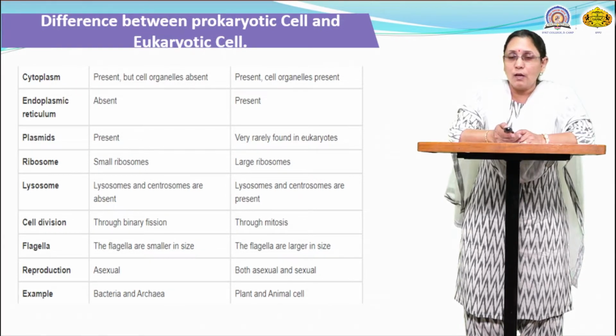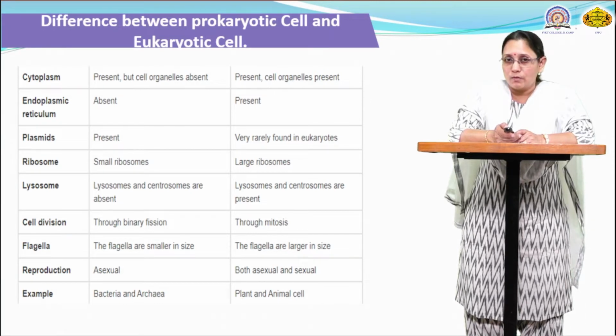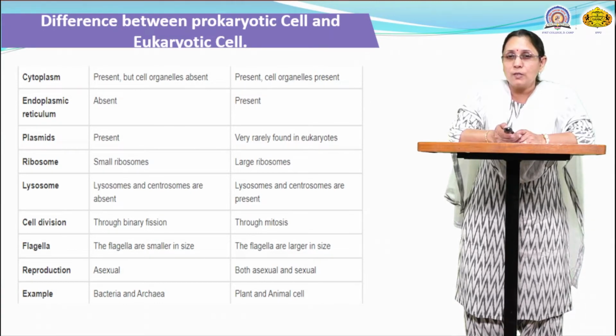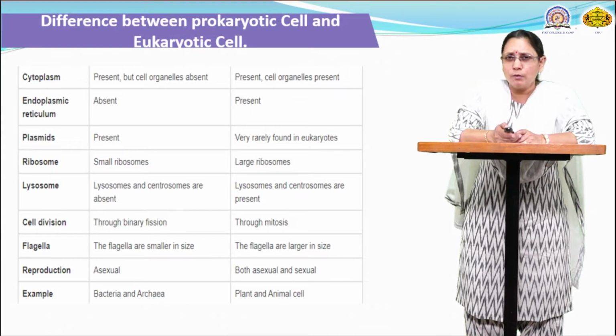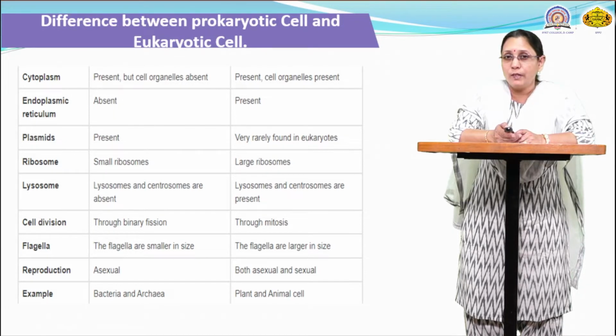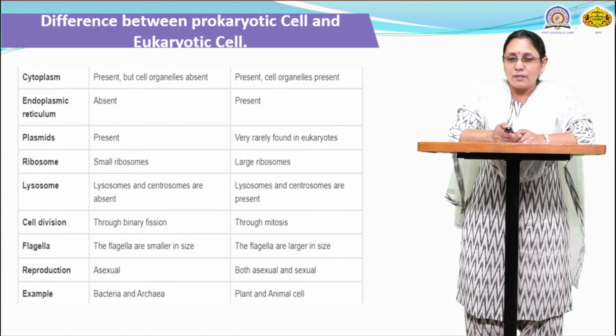Then cell division. How does cell division take place in prokaryotes? Basically the cell divides by binary fission in prokaryotes, while in eukaryotes a well-developed cell division mechanism can be seen, which we call mitosis. Then flagella, which is one of the locomotory organs. These flagella are almost similar in size in all prokaryotes, but in eukaryotes the flagella are larger and a quite different kind of structure can be seen.